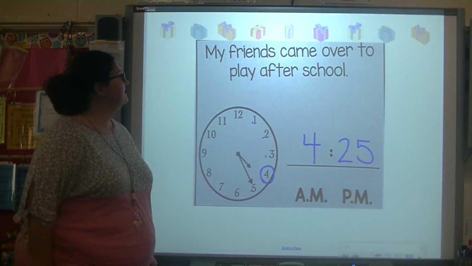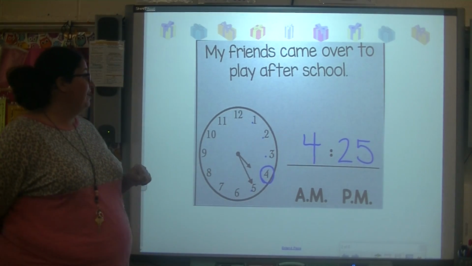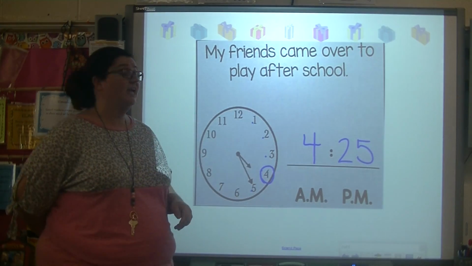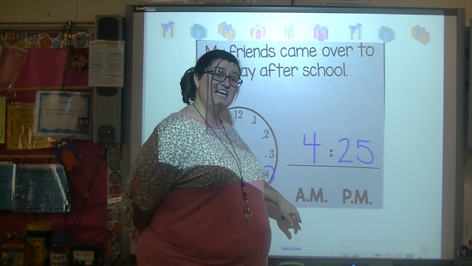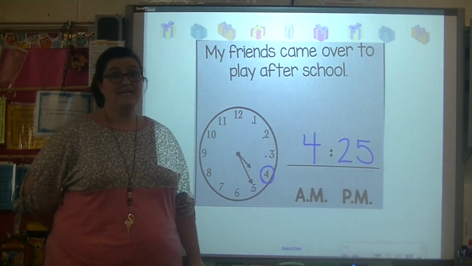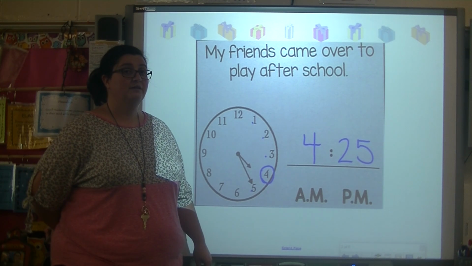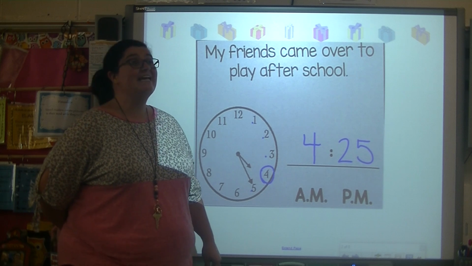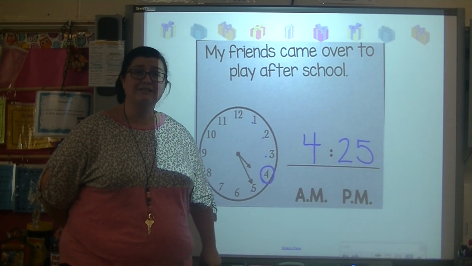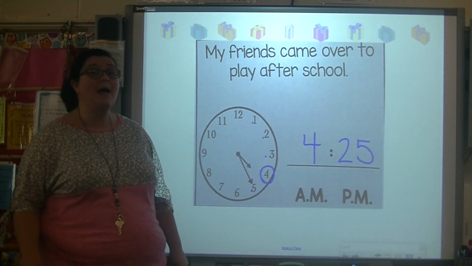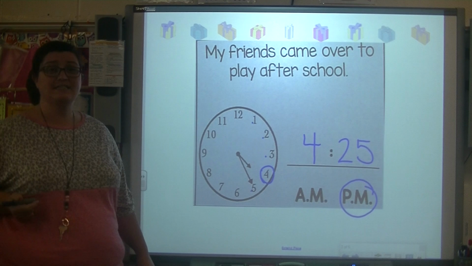Now let's read what it says. My friends came over to play after school. All right, it is 4:25, and my friends came over to play after school. Would they come over at 4:25 a.m. or 4:25 p.m. if it was after school? All right, after school is in the evening, afternoon time. 4 a.m. we are still in the bed, right? So it would have to be p.m. So I would circle that as my answer.